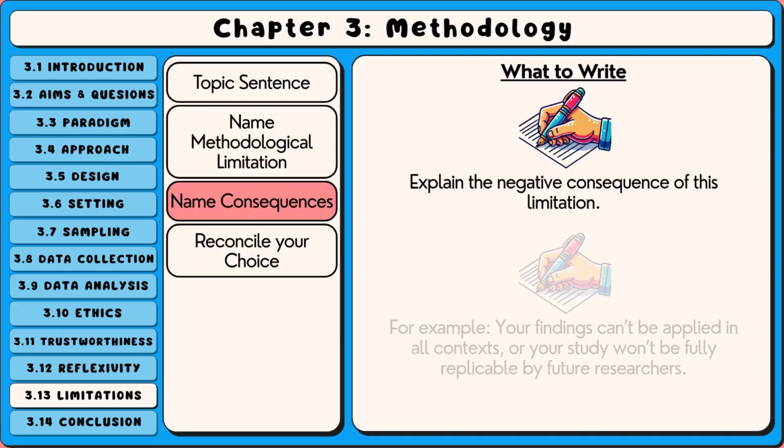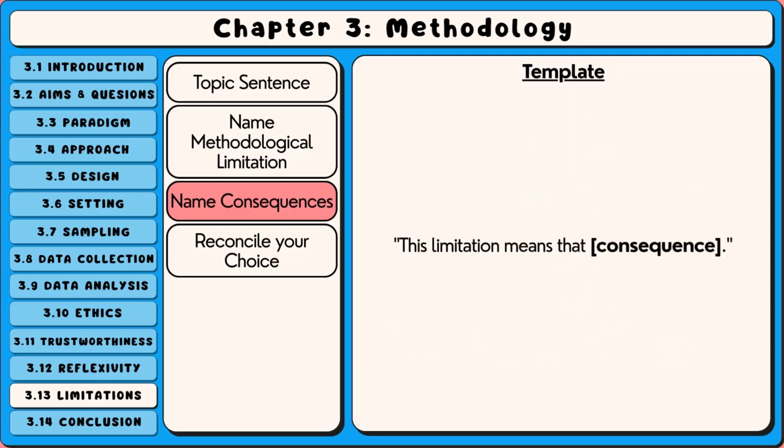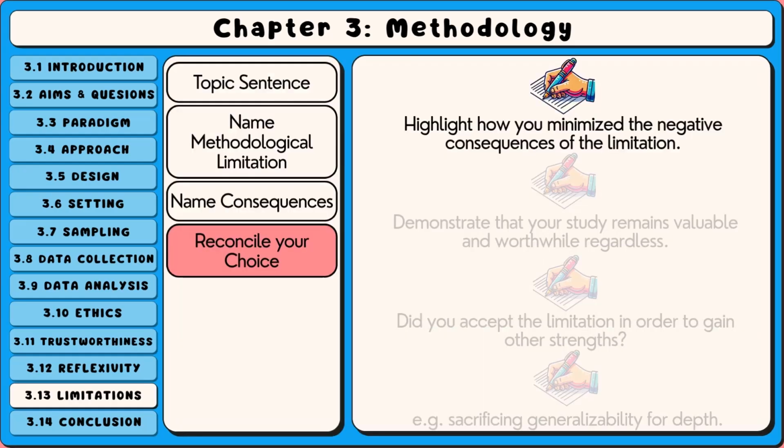Next, name the consequence of this limitation. For example, explain that the consequence of this limitation is that your findings cannot be applied in all contexts and that your study may not be replicable by future researchers. Here's a template. This limitation means that, and then state the consequence. Here's an example. Were a quantitative study conducted, broad and generalizable insights about millennials' attitudes and technological acceptance may have been generated.